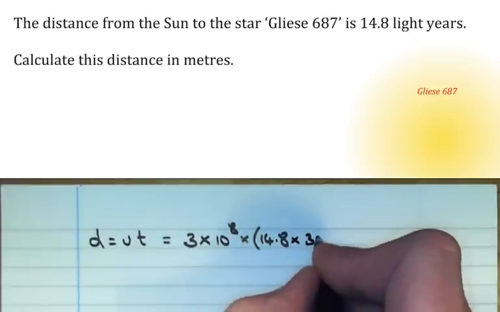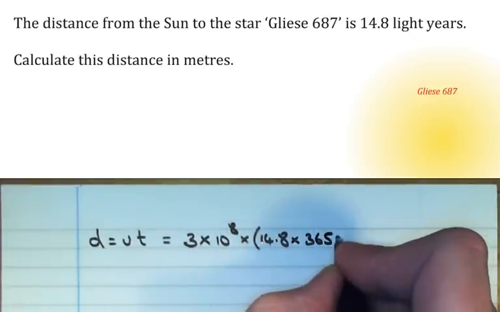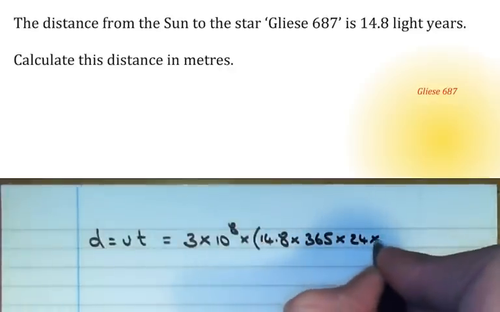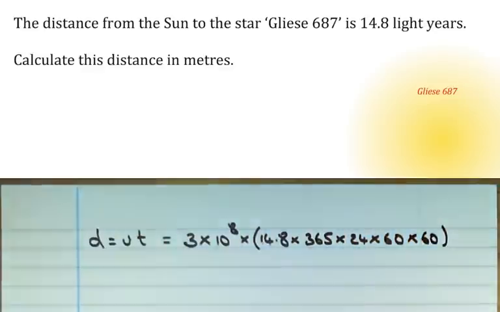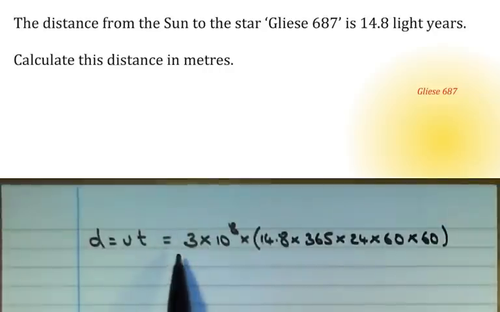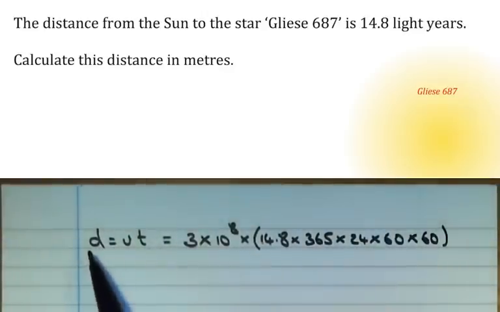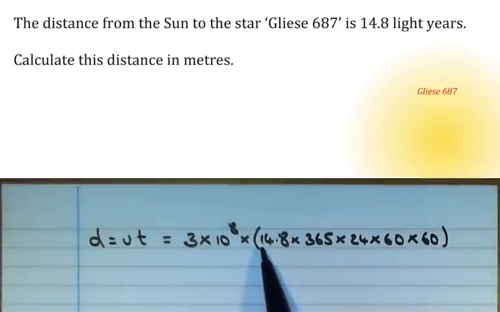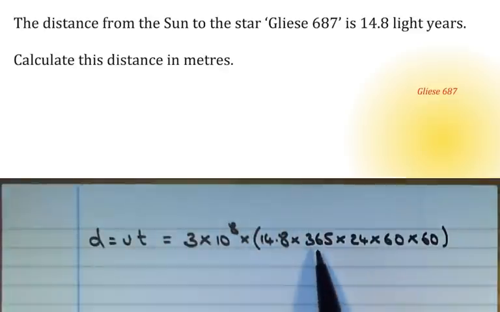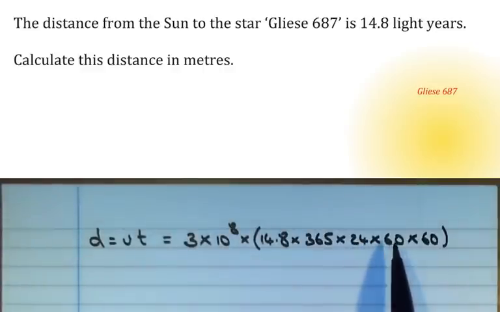I'm going to work this out in brackets, so 14.8, and we don't need to worry about leap years. Each year has 365 days. Within a day we've got 24 hours. Within each hour we have 60 minutes, and in each minute we have 60 seconds. So that should be us. A quick check to make sure that you've included everything that needs to be included. So distance is speed times time. We've got the speed of light, 3 times 10 to the power of 8. Time is 14.8 years. From years we've got down to days, 365 days in a year. Within each day we've got 24 hours. Within each hour we've got 60 minutes. Within each minute we've got 60 seconds. So yeah, that looks fine.